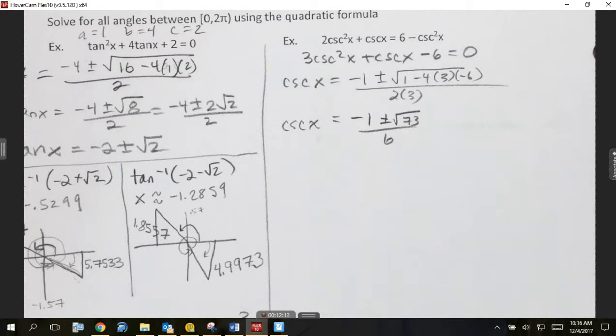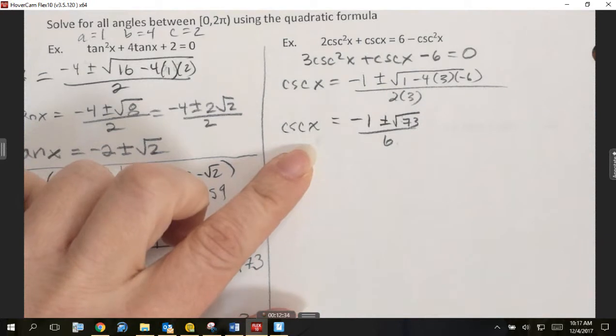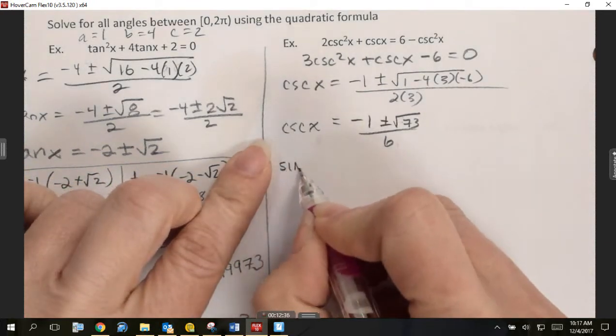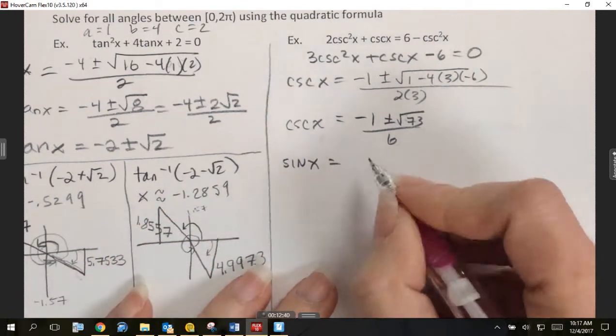Now we have to inverse it. But I can't type inverse cosecant into my calculator. So what do I have to use instead? Well, I'm going to change both sides into the reciprocals. Both sides I'm going to reciprocate. Because if I reciprocate cosecant, I get sine. And on the other side, I reciprocate it. It's a fraction. Just reciprocate it.